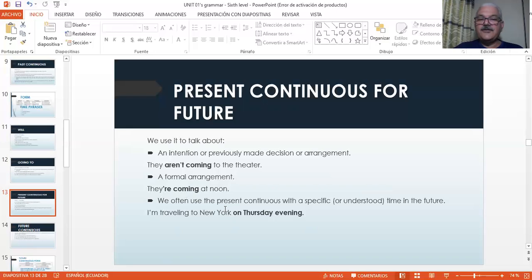Or we often use the present continuous with a specific time in the future. And in that case, we explain that it is not happening now even though it is a present continuous. It's something that we had planned in the future. For instance, I am traveling to New York on Thursday evening. So that's something that is going to happen because we had planned that.